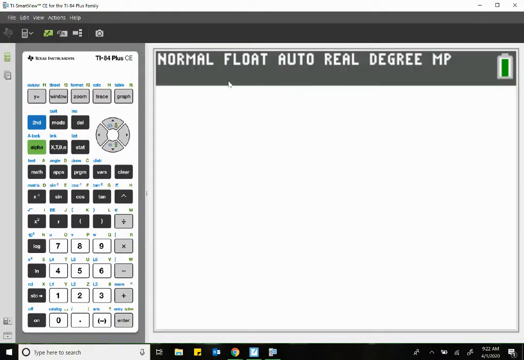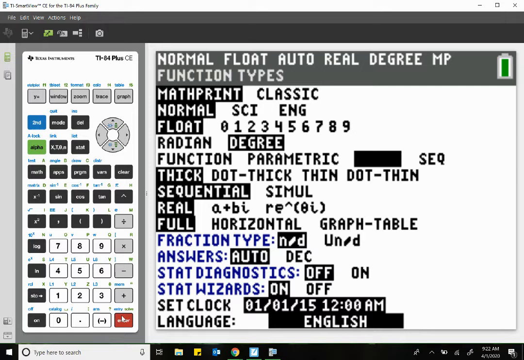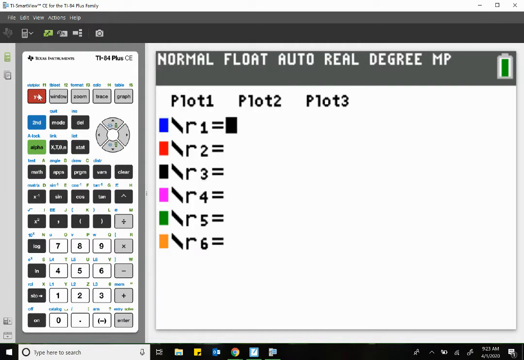First off, if you click on mode, you can see that our calculator is in function. What we want to do, if you look right over here, there's polar. So you can convert your calculator to function as polar. And what's really cool, if you click y equals, notice it's no longer y equals, it's all r equals, r equals, r equals. That means you're in polar coordinates, and that's important for us.